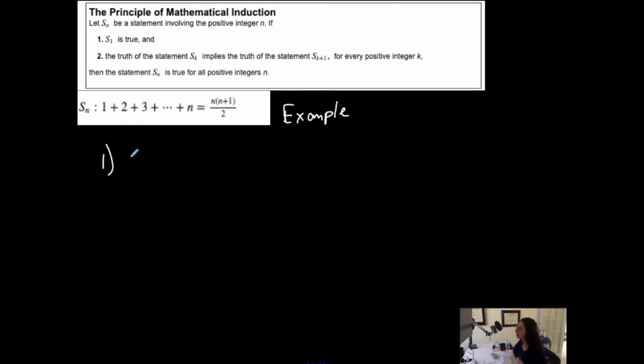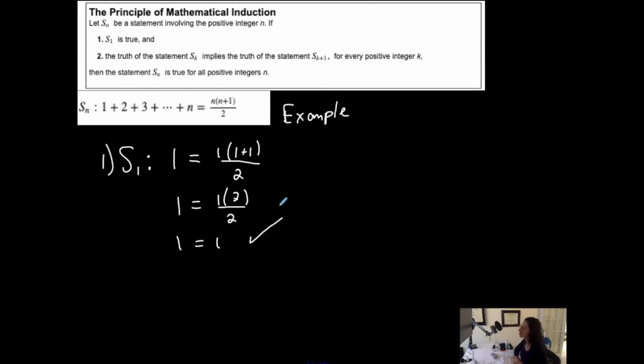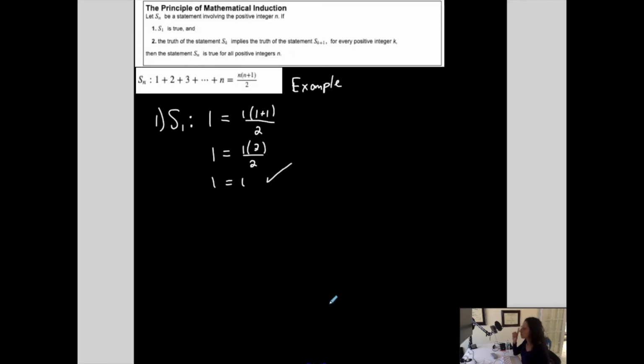So I want just S1, right? Just S1. So that means the first term. Well, the first term of this is 1. And I want to prove that that's equal to this particular formula when n is 1. First step is very easy. Is the first term of the sequence equal to this when n is 1? Well, let's see if I simplify. Is 1 equal to, so this is 1, I'm going to show my work, 1 times 2 over 2. So 1 is equal to 1, so that works for when n is equal to 1 for the first term.